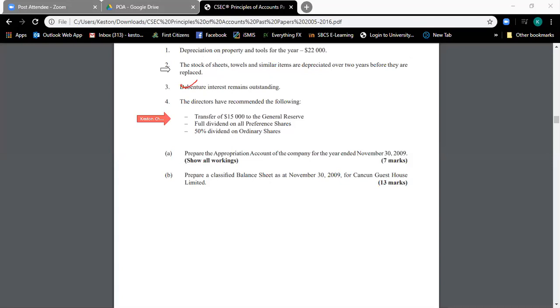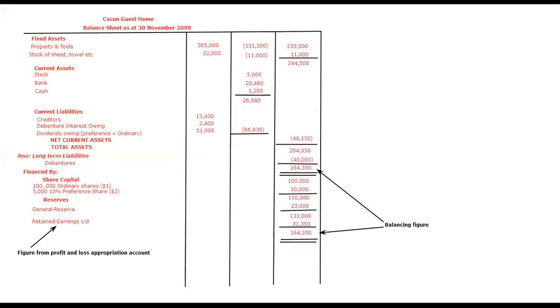So that meant if it's used over a period of 2 years before they're replaced, the estimated useful life would be 2 years. The scrap value will be 0, right? So we did some working for that as well. So let's just go across to our solution. And here's our solution, right? This was the property and tools I was telling you about.